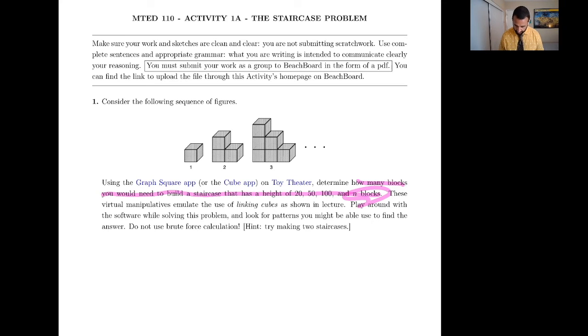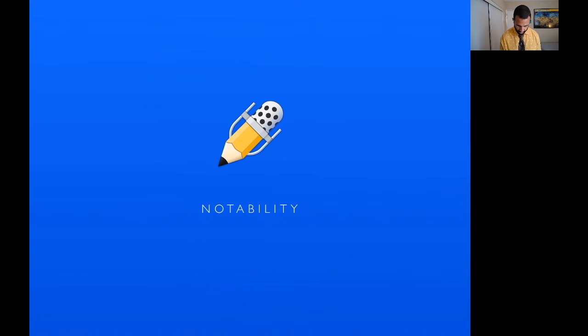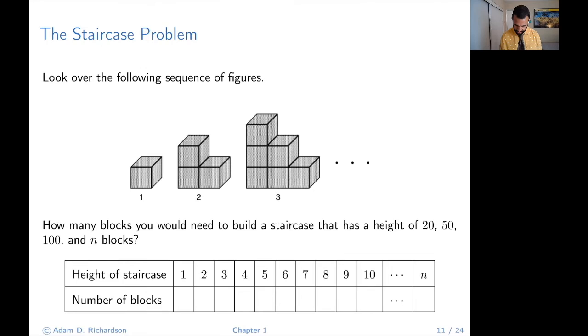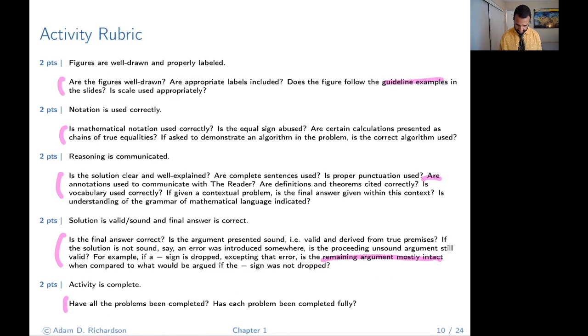Okay. Oh yeah, there's a nice little hint down here. So think about that. Think about maybe trying 2 staircases. And also, do not use brute force calculation. What I mean is, if you're trying to find how many cubes are in a staircase of height 100, the goal here is not for you to literally hand grind through and calculate how many it's going to take. That's not the goal of this activity. All right? Okay, so let me cut back here. Let's see, on the slides. The staircase problem, and that's it.